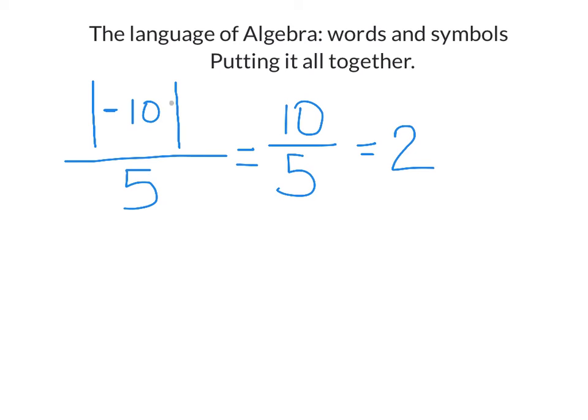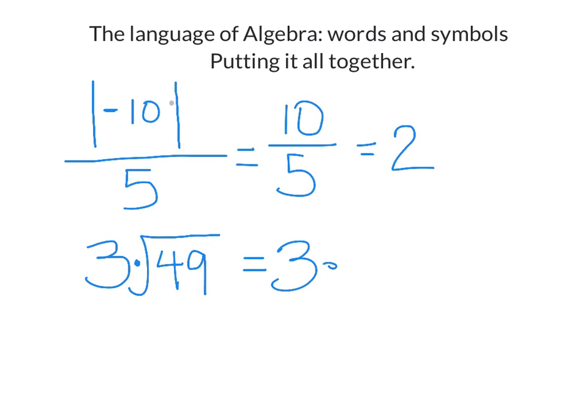So here we have, how about this? We're smashing something together. So this means what operation? Right here, it's like there's a missing multiplication symbol. It's 3 times the square root of 49. We have to do the square root of 49 first. So the square root of 49 is 7. And then it'd be 3 times 7 is 21.